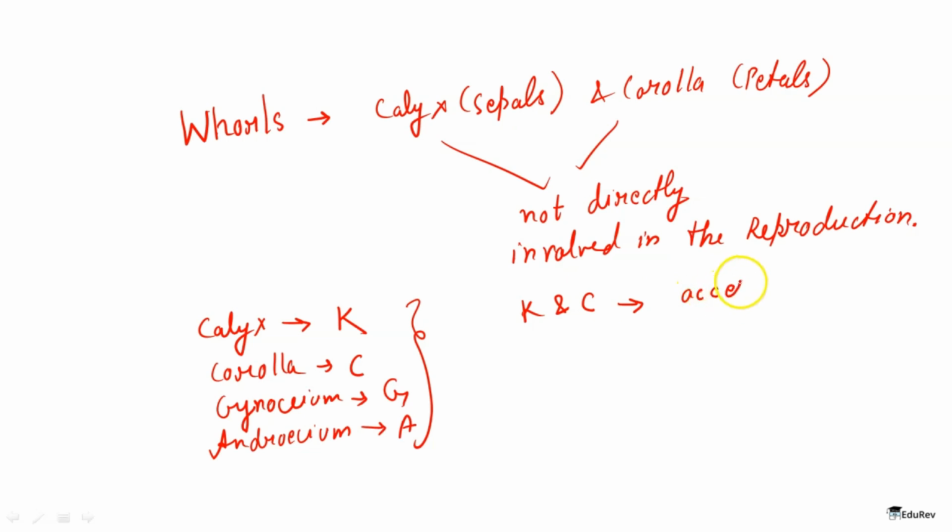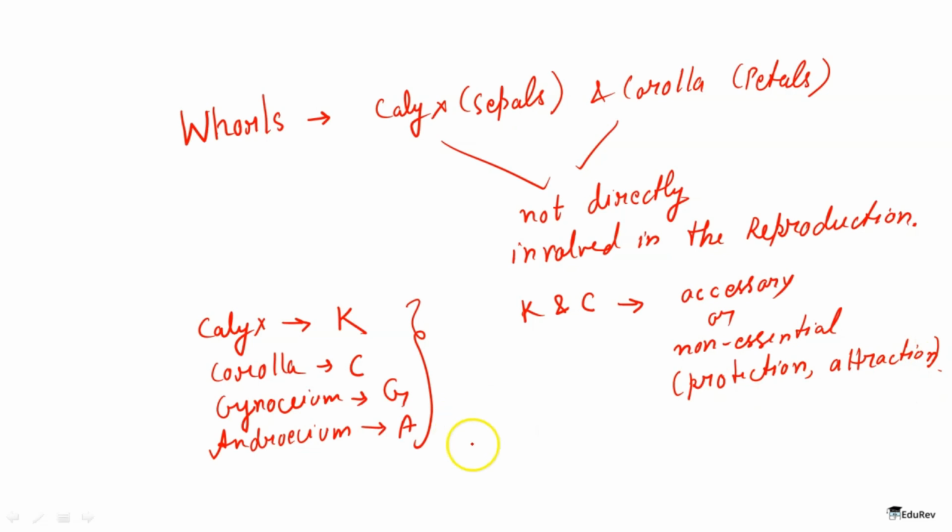They are accessory or non-essential whorls, right? Why are they called non-essential? Because they are not directly involved in the sexual reproduction. They just help in protection and attraction for the pollinators.